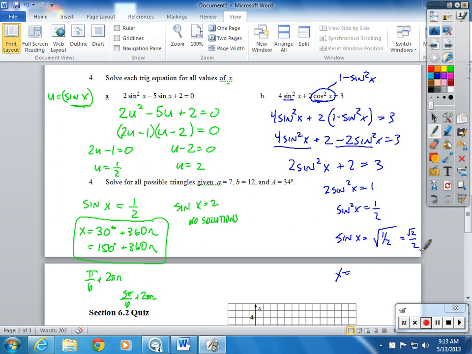But if you're not comfortable with that, then you could just do the inverse sine of square root of 1/2 and determine that sine is positive here. So we're going to have answers in the first and second quadrant. And it looks like we're going to have 45 degrees plus 360n. The equivalent of that in the second quadrant will be 135 degrees plus 360n. Your calculator will give you one of those. You'll have to determine the other.